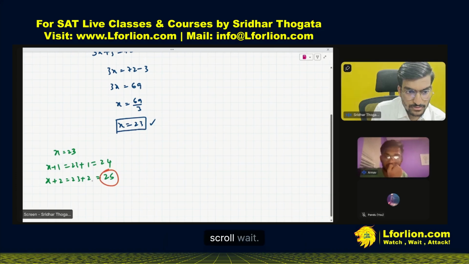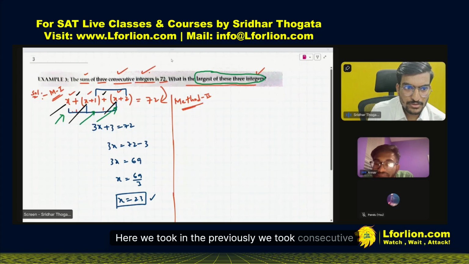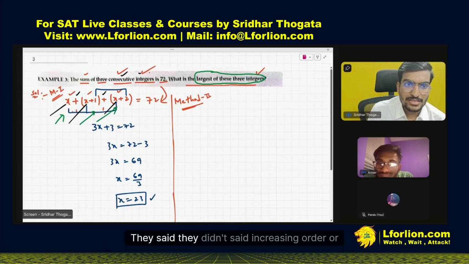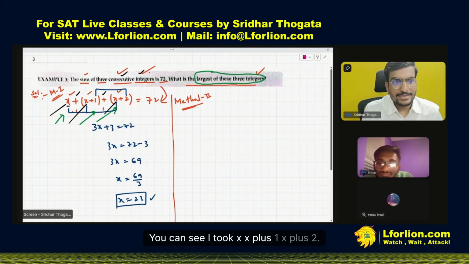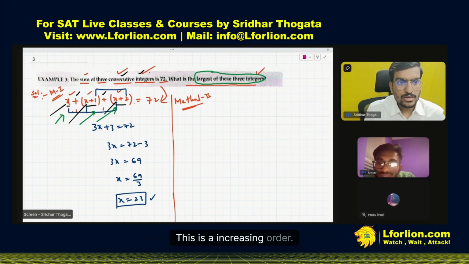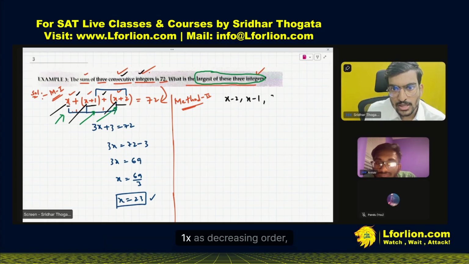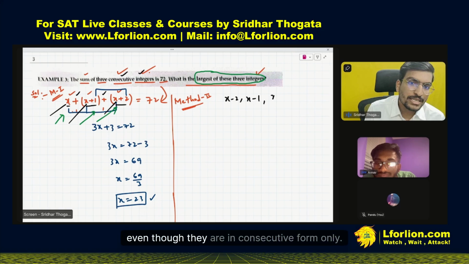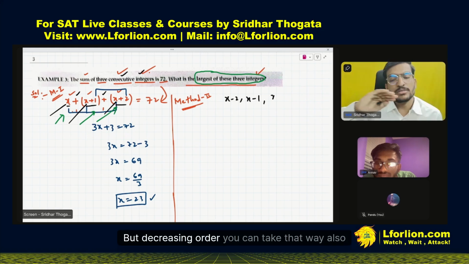Now, method 2. Previously we took consecutive integers; they didn't say increasing order or decreasing order. You can see I took x plus 1, x plus 2. This is an increasing order. We can also take the numbers like x minus 2, x minus 1, x as decreasing order, even though they are in consecutive form only. Let's say 3, 2, 1. They are 3 consecutive numbers but in decreasing order. You can take that way also and solve it.